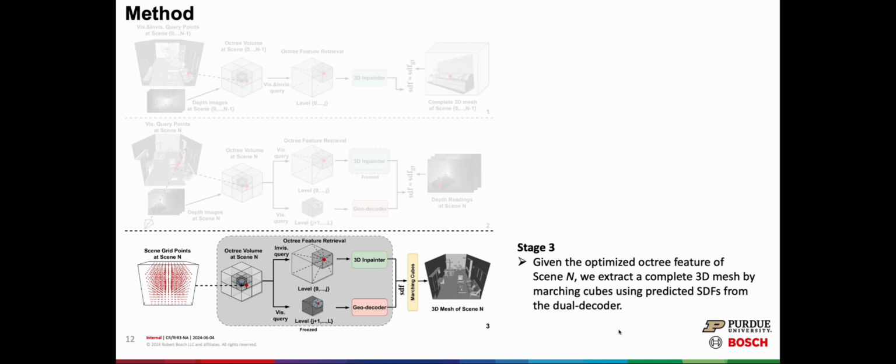At stage 3, we uniformly sample points in the 3D space of the testing scene and apply a criterion to determine whether the points belong to visible or invisible regions. We then feed the classified point and its retrieved feature into the corresponding decoder to infer the SDF value. We use marching cubes to produce the final triangular mesh.